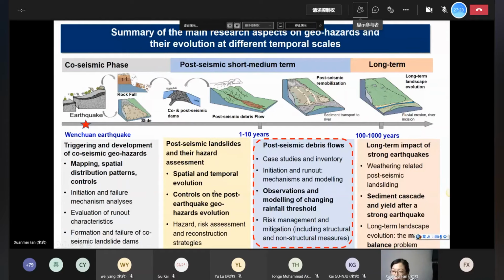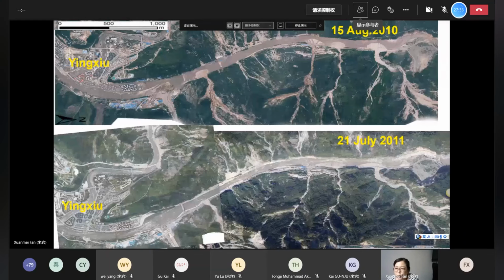And now let me move to the post-seismic debris flows. So this gives you an idea of post-seismic debris flows.